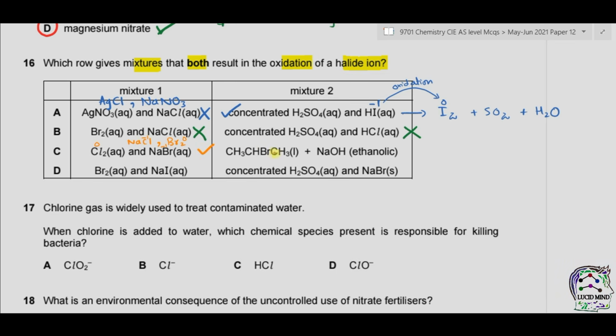In the second reaction, we have 2-bromopropane that reacts with ethanolic sodium hydroxide. Now an elimination reaction will take place and this Br will be removed along with hydrogen from the adjacent carbon and a double bond is going to be formed.